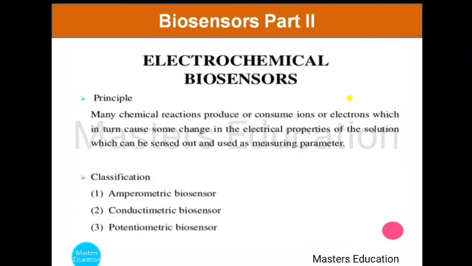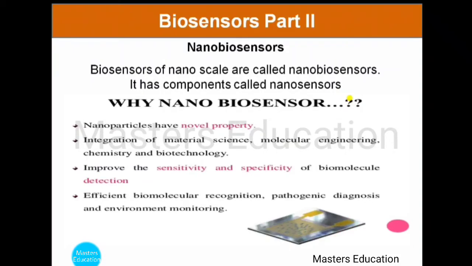The next type of biosensor is an electrochemical biosensor. It is of three types: amperometric, conductometric, or potentiometric. These all three work on the principle of detecting change in the electrical properties. Next, this is the slide for nanobiosensor. It is an advanced type of biosensor. It is called a nanobiosensor because all the components in these biosensors are of nanoscale, and the nanoscale components are called nanosensors.